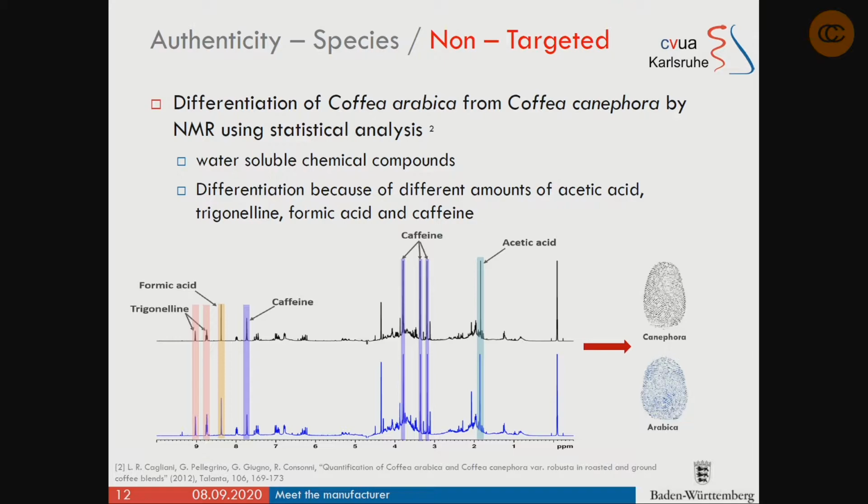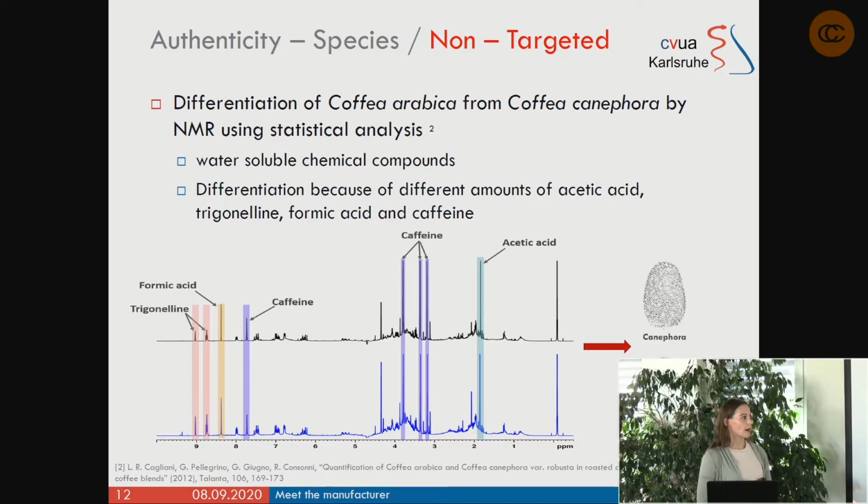This results in a chemical fingerprint. In this study, it could be shown that the water-soluble substances of an Arabica coffee produce a chemical fingerprint which is specific to the Arabica coffee and which is significantly different from that of the Canephora coffee.